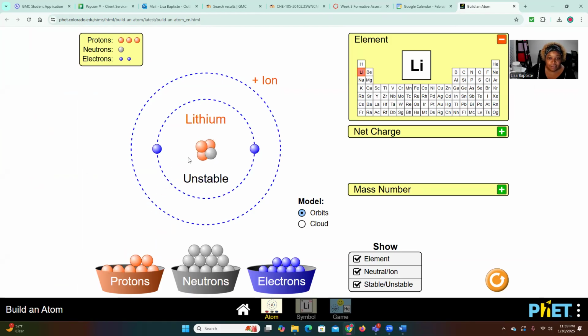If you have more protons than you have electrons, then it's a positive ion, and it'll tell you that it's unstable. Okay. If we take away one of the protons, now we have stable. All right. So if we take away the neutron, it's unstable. Say we take an electron and we take a proton away. Now it's stable. Okay. And it's neutral.